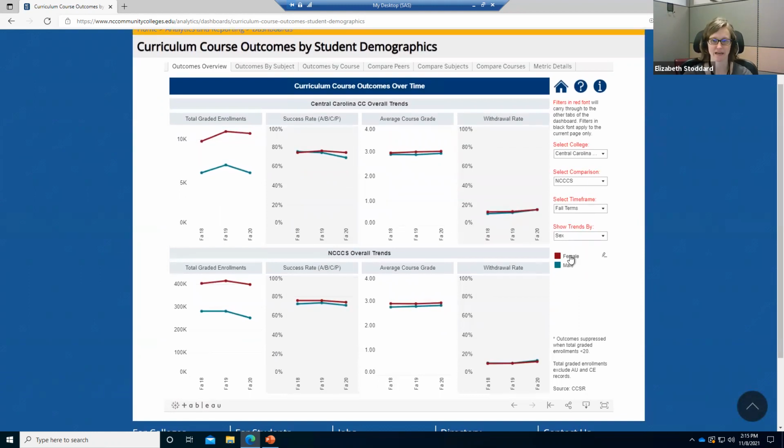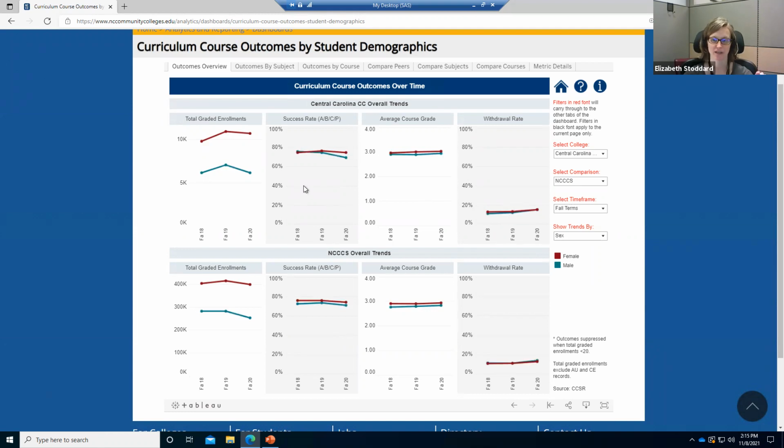The red line here is the line that shows the female data, and then the blue line, bluish teal line, is the one that shows the male data. And you can click on either of those categories on the legend to actually highlight the data on the graphs.